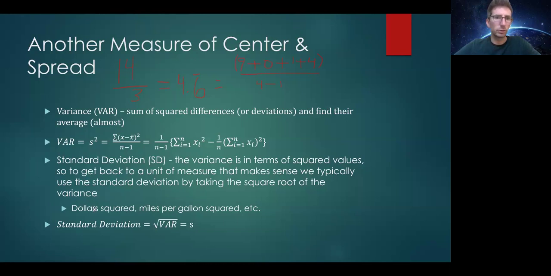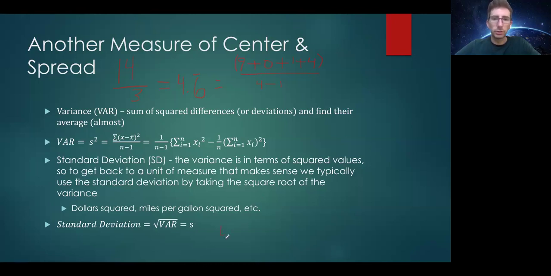For example, dollars squared doesn't make sense. Miles per gallon squared, etc. But if we take the square root, dollars squared just goes back into dollars, miles per gallon squared just goes back into miles per gallon, and so on.